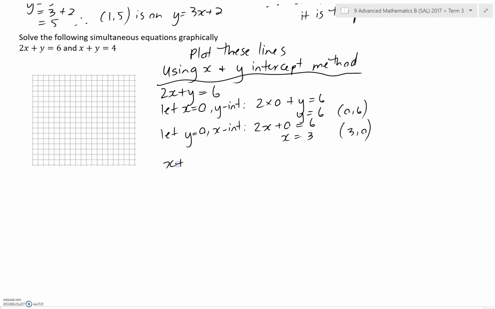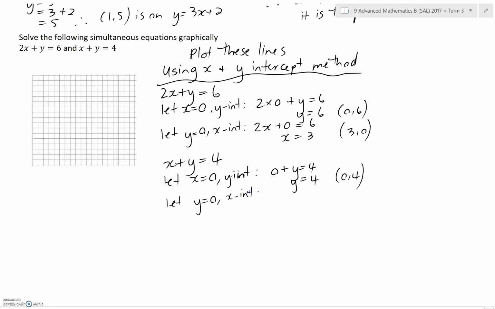Now I also need to do that for my second line. Same situation: I'm going to let x equal 0 to find my y-intercept. That's 0 plus y equals 4, so y equals 4, which gives (0, 4). Then I let y equal 0 to find my x-intercept. That becomes x plus 0 equals 4, so x also equals 4. That's my second point.